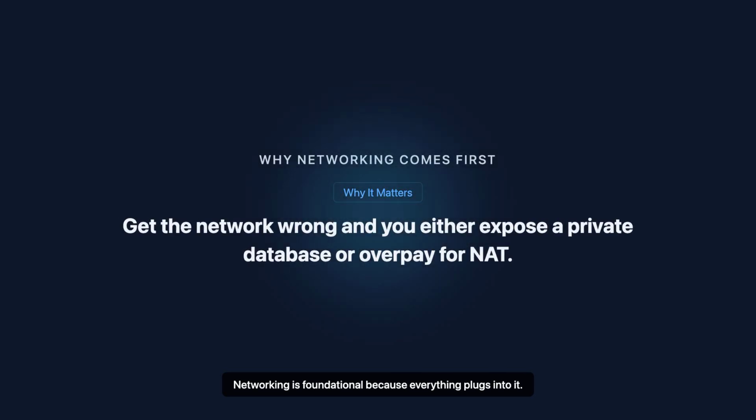Networking is foundational because everything plugs into it, and there are 2 classic failure modes. The first is exposure. You accidentally leave a database reachable from the public internet, which is the kind of mistake that ends up in security headlines. The second is cost. Your traffic flows through the wrong component and you watch the bill climb for no reason. Both come down to understanding subnet roles, and that's exactly what we're going to fix.